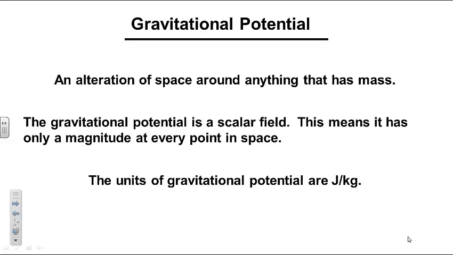The gravitational potential is an alteration of space around anything that has mass. The gravitational potential is a scalar field. That means it has only a magnitude at every point in space. Finally, the units of gravitational potential are joules per kilogram.